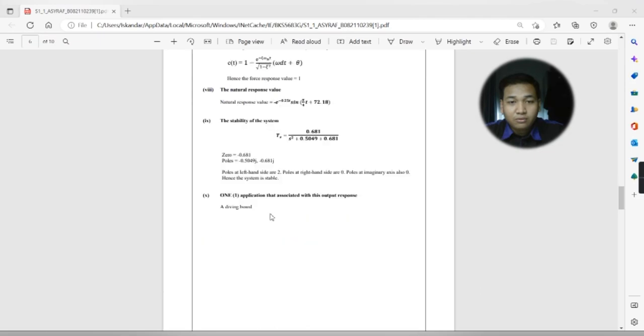And the last one is the application that is associated with the output response. So the application associated with the output response is a diving board.